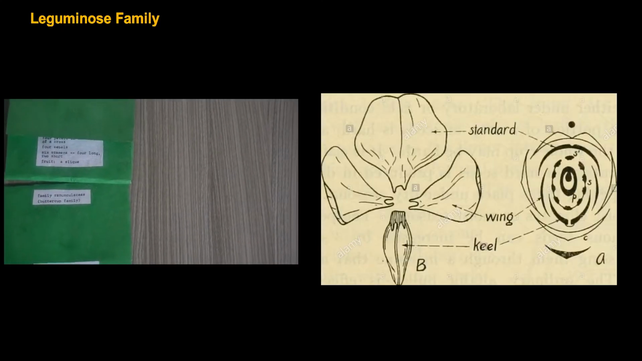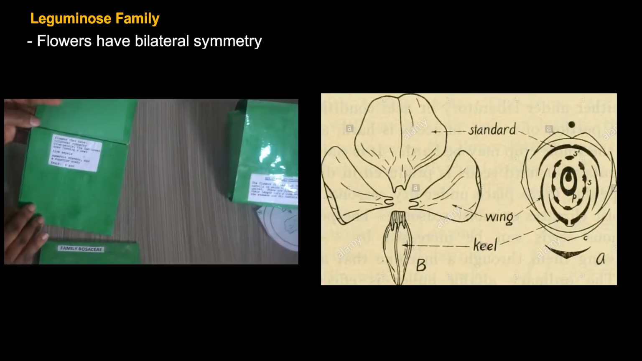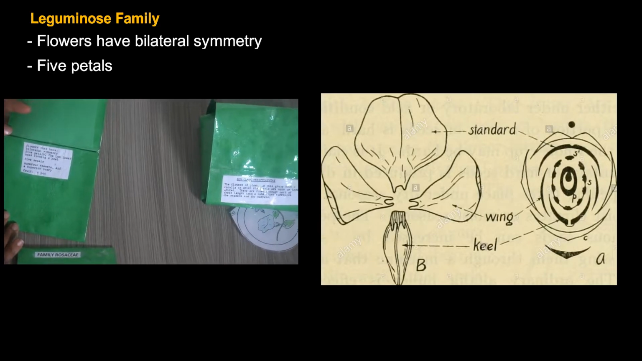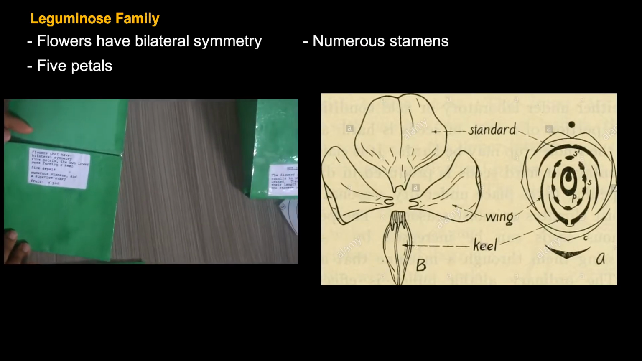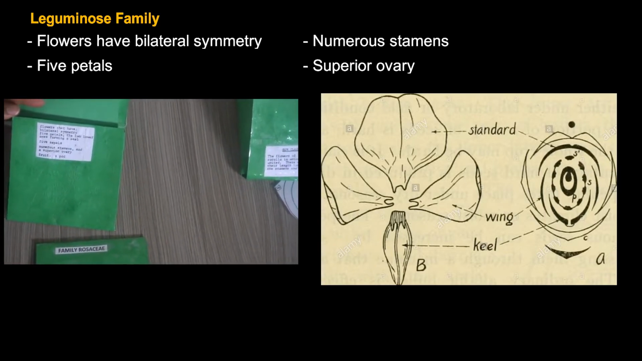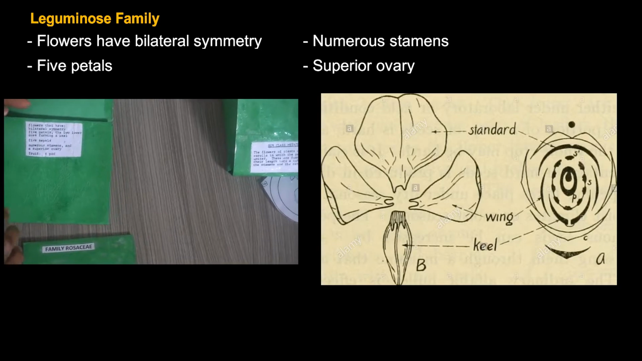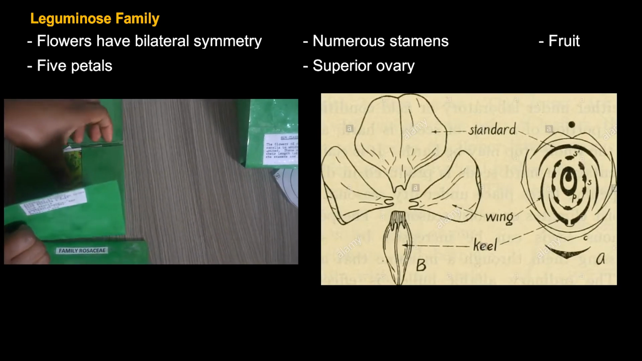The Leguminosae family, that is the legume family, are flowers that have bilateral symmetry, 5 petals, the 2 lower ones forming a keel, numerous stamens, and a superior ovary, which means the ovary is higher than all the other parts of the flower. It also has a fruit. Let's bring out an example.